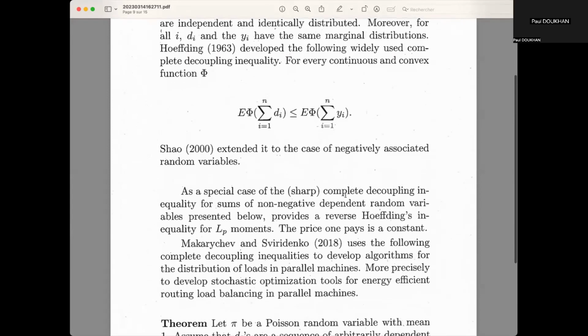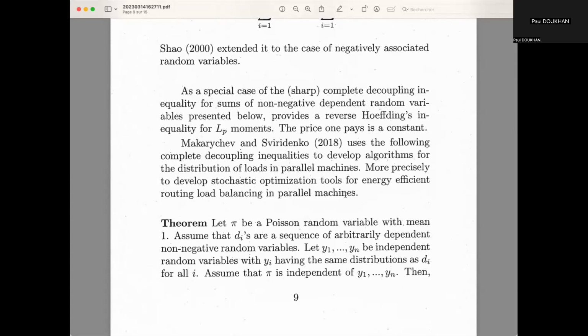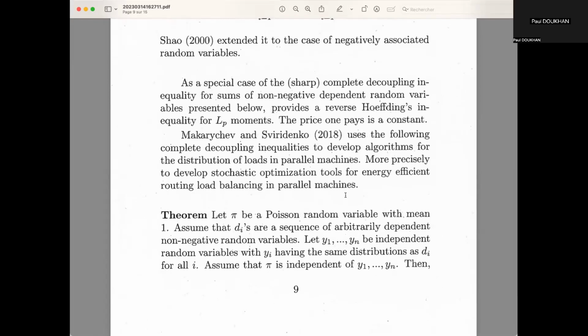So let's go up. I want a lower bound for Hoeffding's inequality. That will come from the result of Makarychev and Spiridonov, which was developed in order to get algorithms for distribution of loads in parallel machines. More precisely, to develop stochastic optimization tools for energy efficient routing and load balancing in parallel machines. You can read the paper. I have a reference. It's 2018.